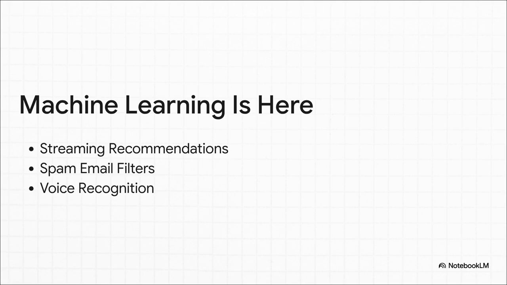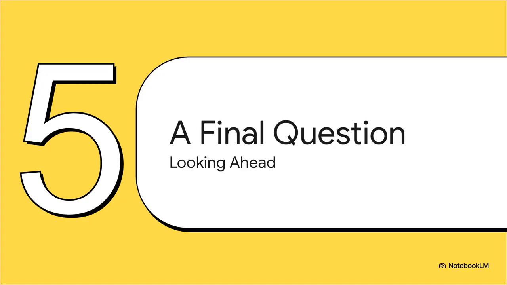And look, this stuff isn't some far-off future tech. It's here right now. The reason Netflix knows exactly what movie you want to watch next, that's machine learning. The reason your email knows what's junk and what's important, machine learning. The reason you can just talk to your phone and it understands you, yep, you guessed it. So we've gone from a kid learning about cats all the way to the super smart tech that we use every day, which kind of leaves us with one last big question to think about.